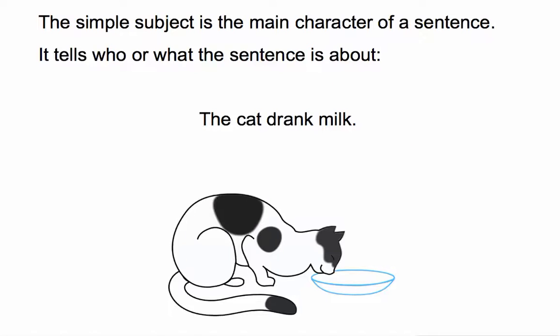In this lesson, you will learn how to identify the subject and the predicate of a sentence. The easiest way to think about the simple subject of a sentence is to think of it as the main character of a sentence. The simple subject tells us who or what the sentence is about. So in the simple sentence, "The cat drank milk," we would ask, well, what's this sentence about? Here, the sentence is about the cat. So cat is the simple subject.